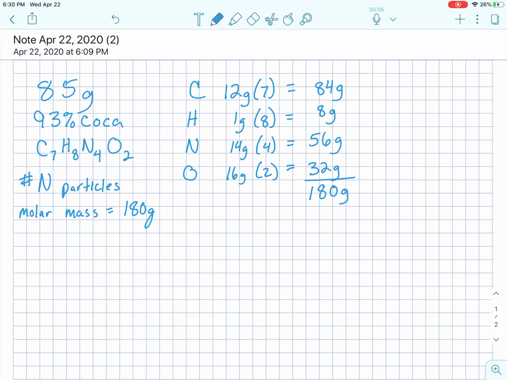Well, I have 85 grams. So the problem starts me off with I have 85 grams, and I know that 93% of it is what I'm interested in. So that's just going to be a real simple math problem. I have 85 grams times 93%. Turn that into a decimal. And I'm going to get that I have 79.05 grams of my cocoa.